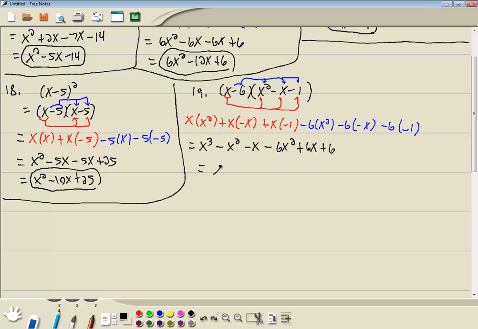Combine together like terms. We got x to the third. Here's an x squared, here's an x squared. So you add or subtract numbers in front of them. Negative 1, negative 6 gives us negative 7x squared. Here's an x, and here's an x. Negative 1x plus 6x gives us 5x. And then I'll bring down the plus 6. And that's our answer.